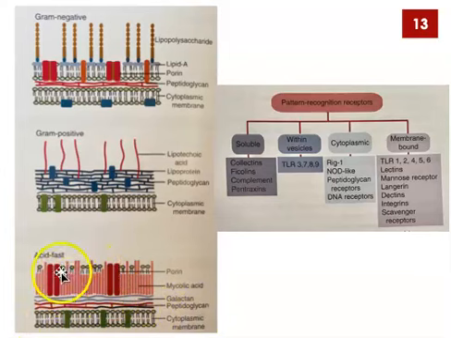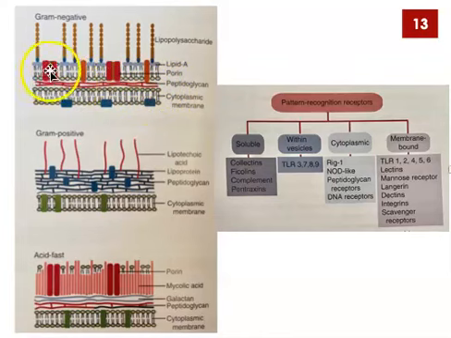its waxy coating outside. So if we start at the top with the gram-negative cell, we can see the cell membrane here. We can see the phospholipid bilayer, yeah? Then we move into the thin layer of peptidoglycan.